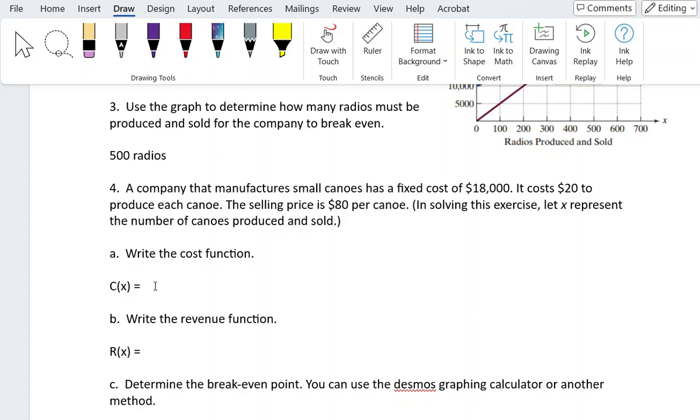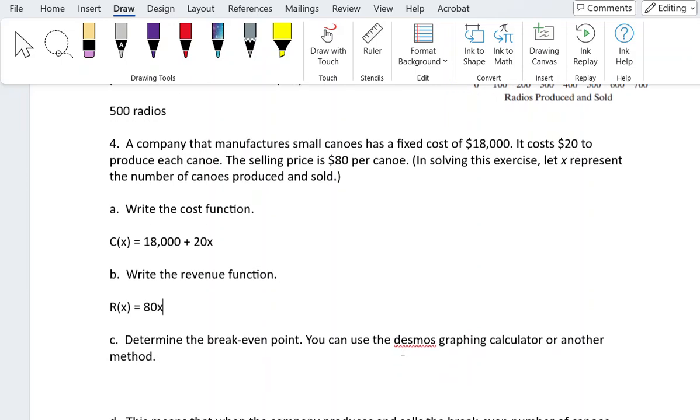For my cost function, I'm going to add my fixed cost of $18,000 to the $20 that it costs to produce each canoe, which is 20 times the number of canoes produced, x. So 18,000 plus 20x. My revenue function is the money that I bring in from selling canoes. The selling price is $80 per canoe, so 80 times the number of canoes, x. We are assuming that we are selling all of the canoes that we produce, which is an assumption for our business, but that's what we're assuming for this problem.